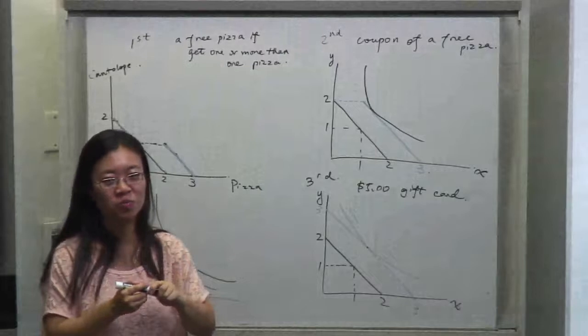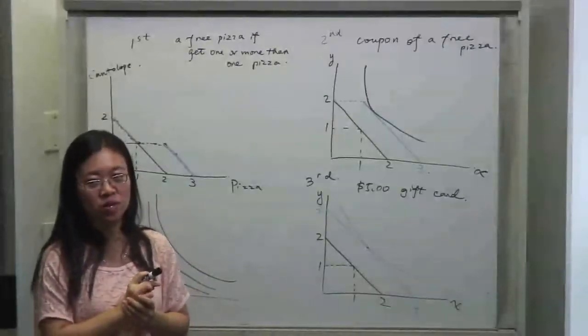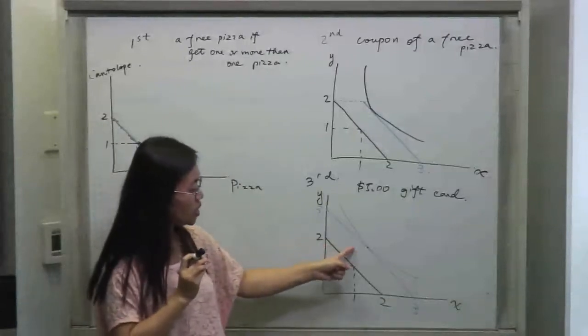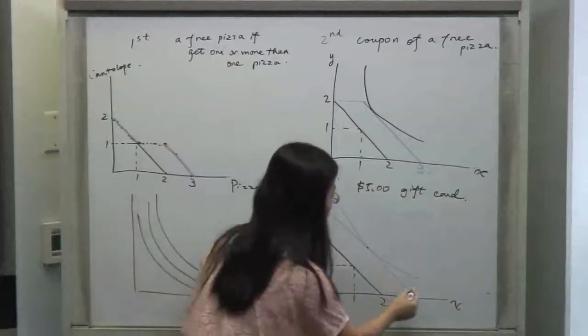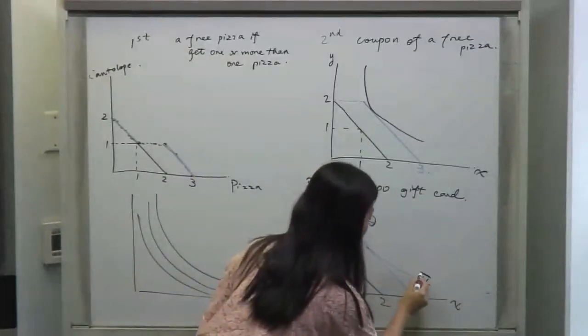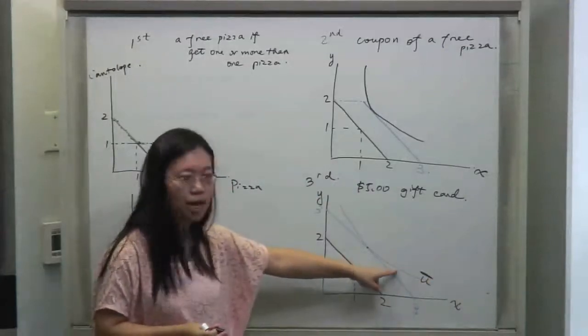So what does it tell you? It doesn't matter to them. They're both the same. It means that with this choice, he's able to reach a level of utility like this. That's called U hat. This level of utility is the highest utility this person can reach.